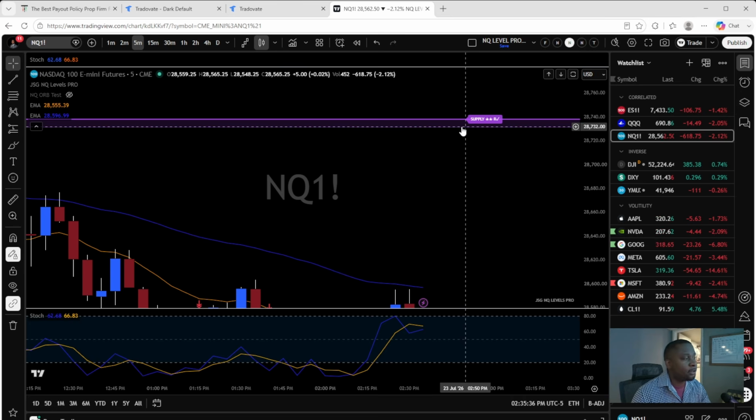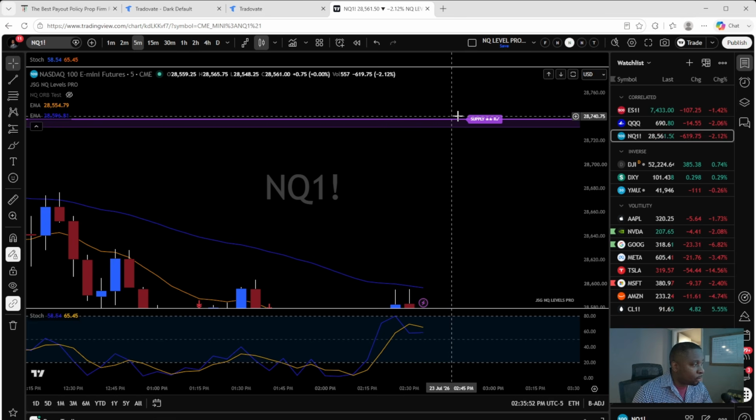So if this hits, this is 28,732. That's this price level. If the candle touches this area, I'm going to short, or go short, sell. Now, what I will be risking, if I'm here at 28,732, if I go 10 points, that's 28,742. Yeah, it'll be here.